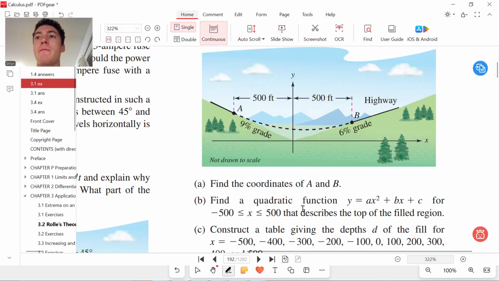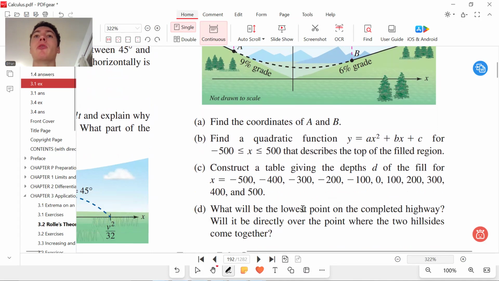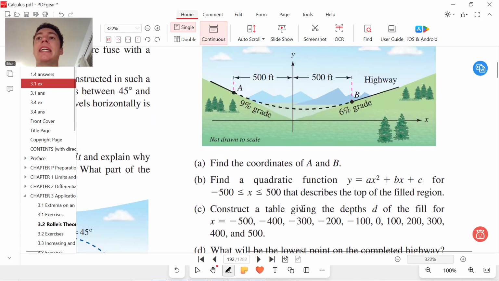So let's take a look at part C. They want us to construct a table giving the depths D of the fill. So they're talking about asphalt that they're filling. Which I don't know if they would actually do it that way. That seems like a lot of asphalt to put here. But anyway, in the calc world, that's how we're doing it. They want the depths D of the fill for these different X values. Well, our first X value is here at -500, and that depth is obviously going to be 0 because there's no asphalt to put there.